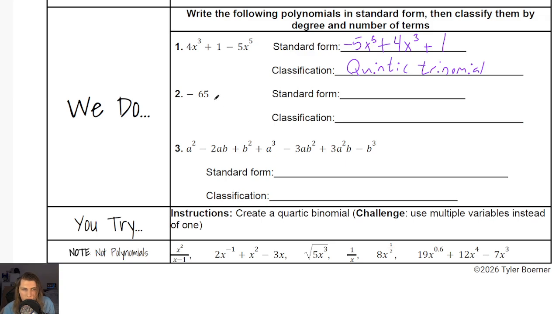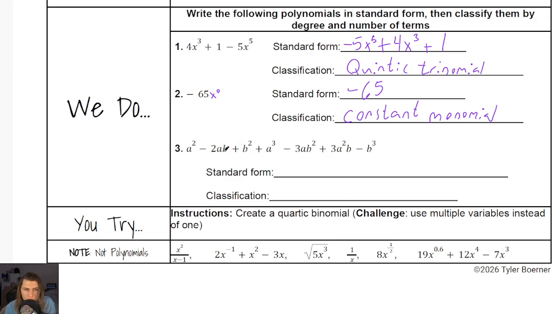Next, we just have negative 65. So writing this in standard form, we just keep it as negative 65. Our classification for this is a constant because our degree is 0. And if you're not sure why it has a degree of 0, well, really, we could put x to the 0 right next to it. And because this is 1, the negative 65 stays the same. So we have a constant monomial for one term.